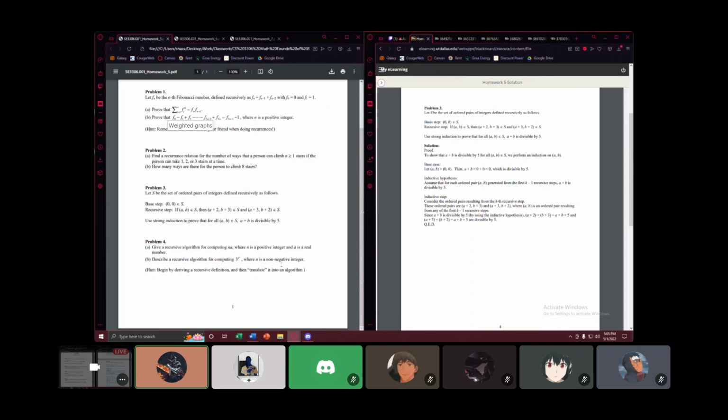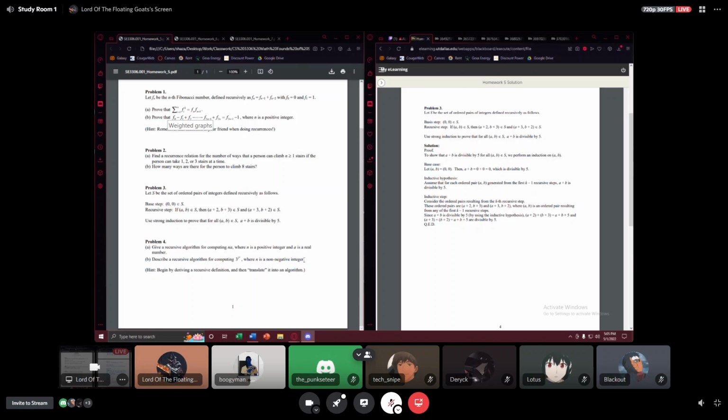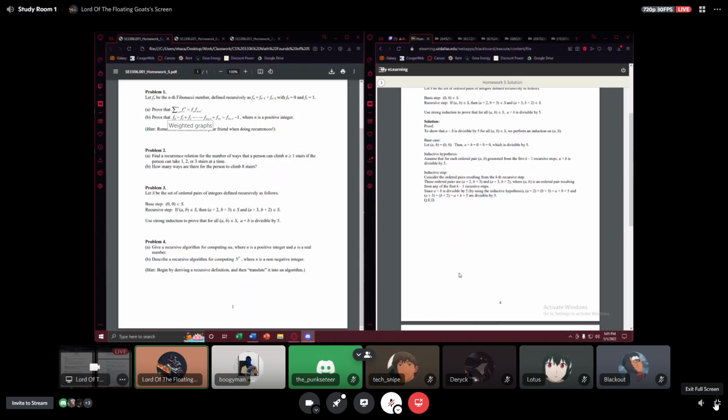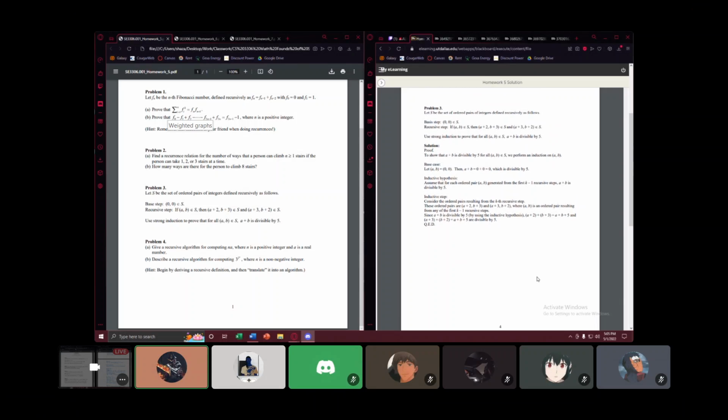Okay, so for number 4, does anybody have a good grasp on how to do it? Honestly, I don't know how to do half of this stuff on here. I'm sorry, but yeah, I guess not. So for number 4: give a recursive algorithm for computing n a, where n is a positive integer and a is a real integer.